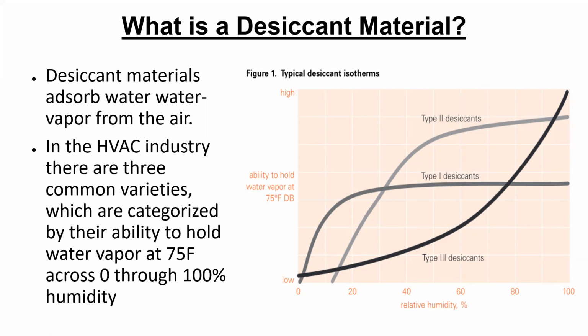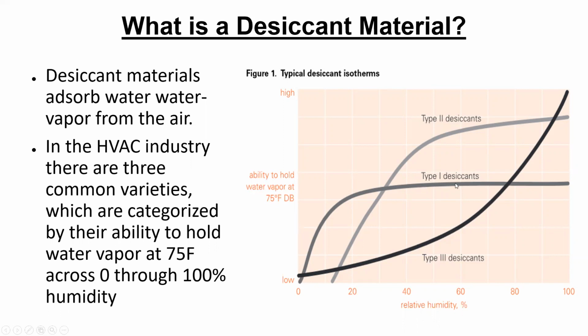In the HVAC industry, there are 3 common types of desiccant, and they are categorized as type 1, type 2, and type 3, based on their ability to hold water vapor at 75 degrees, across 0 all the way to 100% relative humidity. So let's look at this on this chart. The horizontal axis goes from 0% all the way to saturated 100% relative humidity, and the vertical axis shows the ability of the material to hold water vapor at 75 degrees dry bulb temperature.